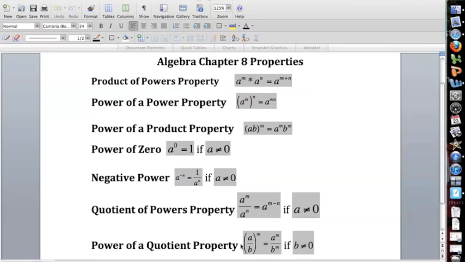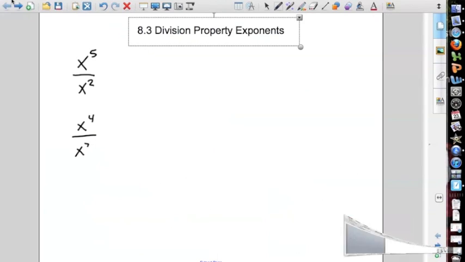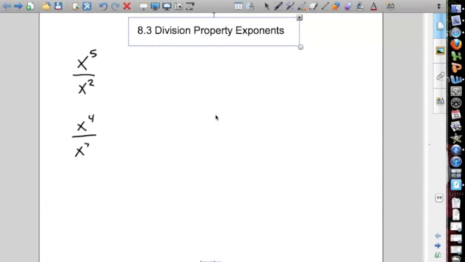We will also deal today with the power of a quotient property, which is just like the power of a power property to a certain extent, where you're going to bring that exponent in to everything that's inside the parentheses. You're going to bring it into everything in the numerator, and you're going to bring it into everything in the denominator. And so that's basically where we're going with things today. And so let's go ahead, let's look at a few examples today and work through there.